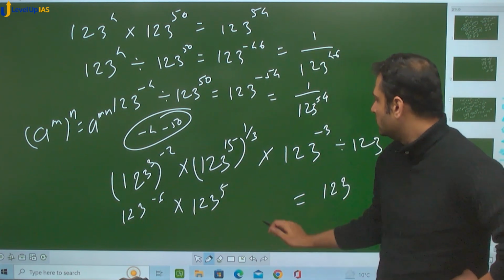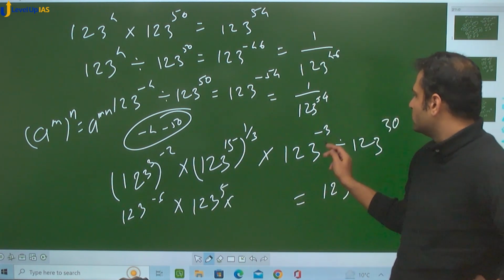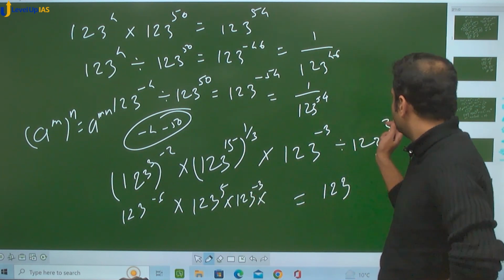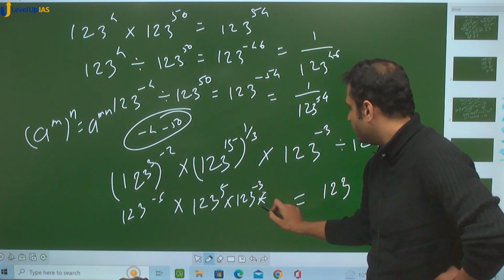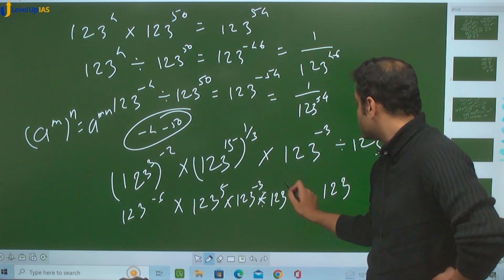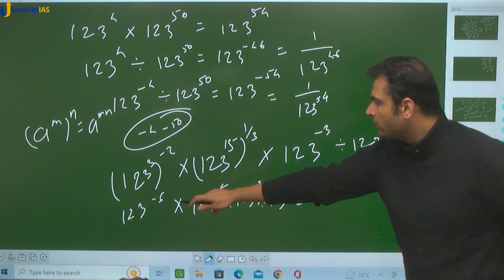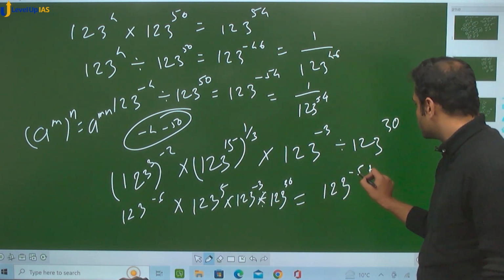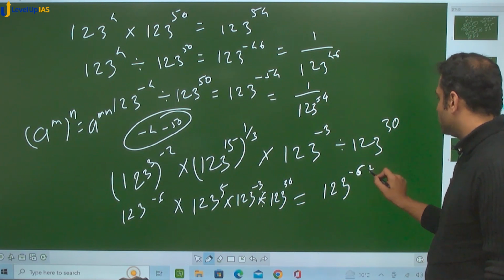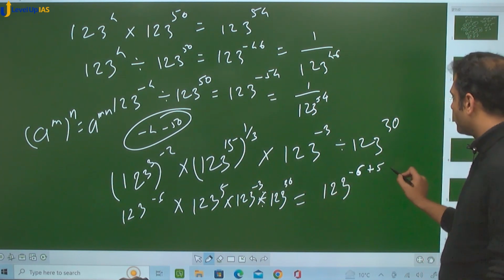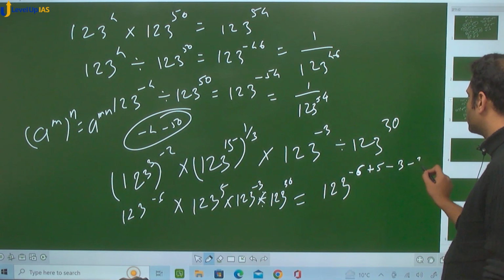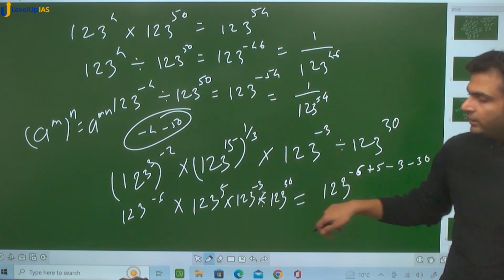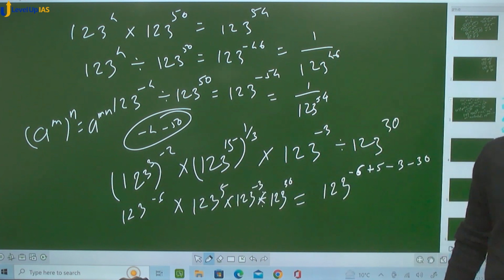Into 123 raised to minus 3, and it is divided by 123 raised to 30. So this is minus 6 plus 5 minus 3 minus 30. This is division, so things get subtracted. This is multiplication, things get added like that.